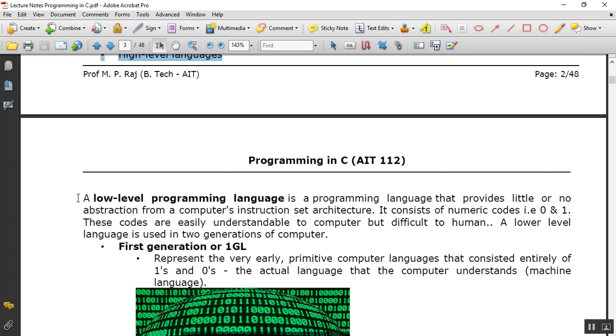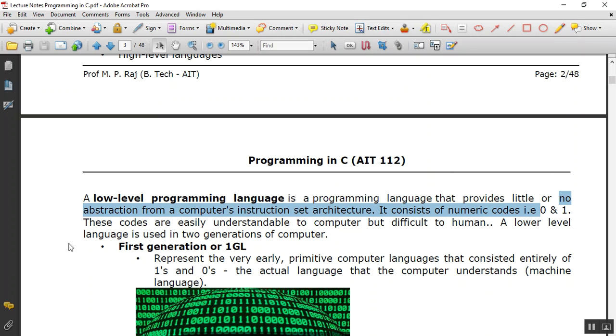Low level programming language is the programming language that provides little or no abstraction from computer instruction set architecture. It means that it is written in the same way in which computer understand. It consists of numeric codes, that is 0 and 1. If you write your program in form of 0 and 1, then it is known as a low level program, or a program which is written in a low level programming language. It is known as machine level language. These codes are easily understandable to the computer but difficult for human to understand it.